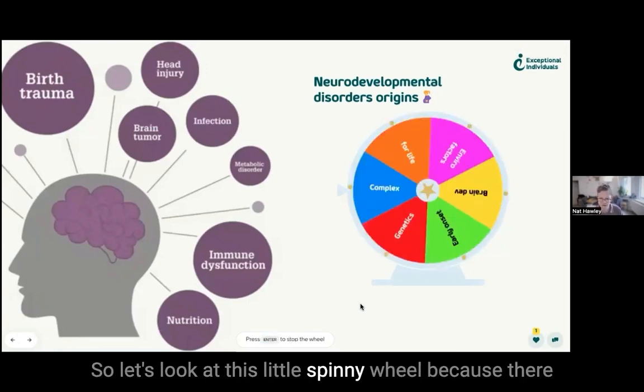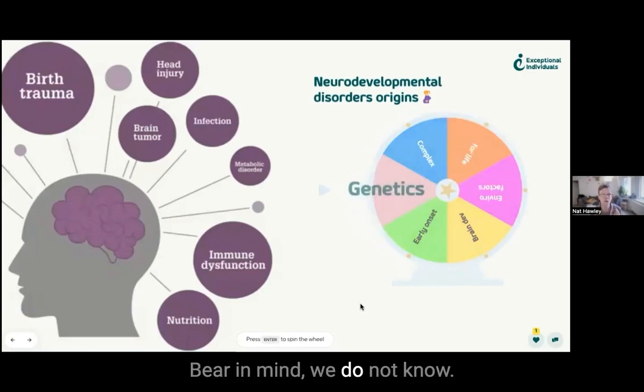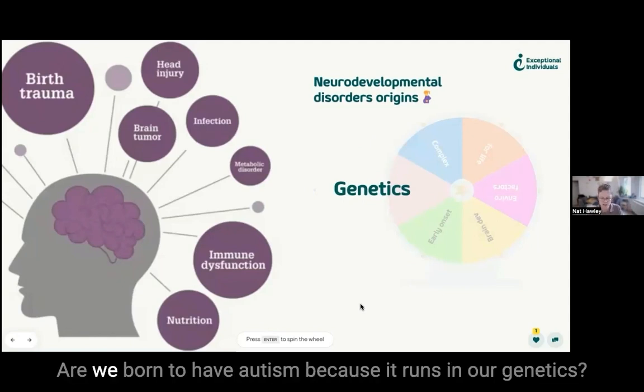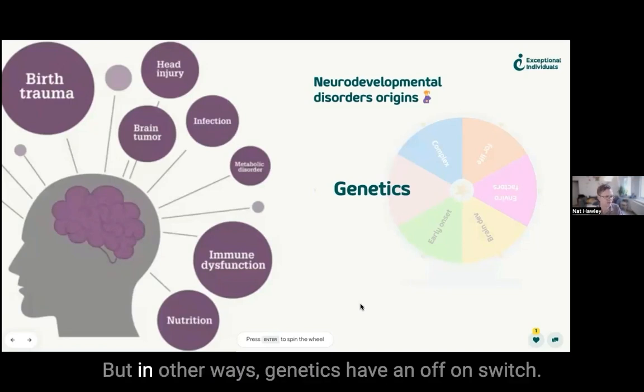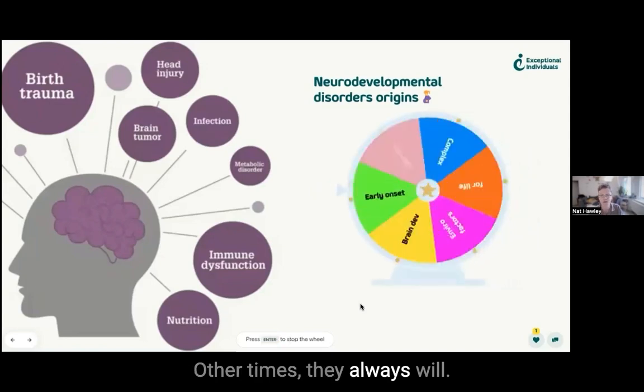So let's look at this little spinny wheel, because there are many different things which can contribute. Bear in mind, we do not know what causes autism, it's idiopathic, but these are all contributing factors. First of all, genetics. Basically, your DNA. Are we born to have autism because it runs in our genetics? Is it out of our control? In some ways, yes. But in other ways, genetics have an off-on switch. For instance, maybe environmental factors might trigger those genetics to activate. Other times, they always will.